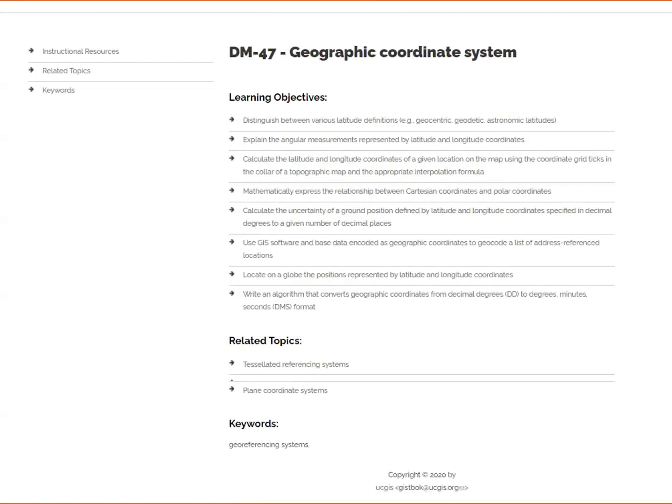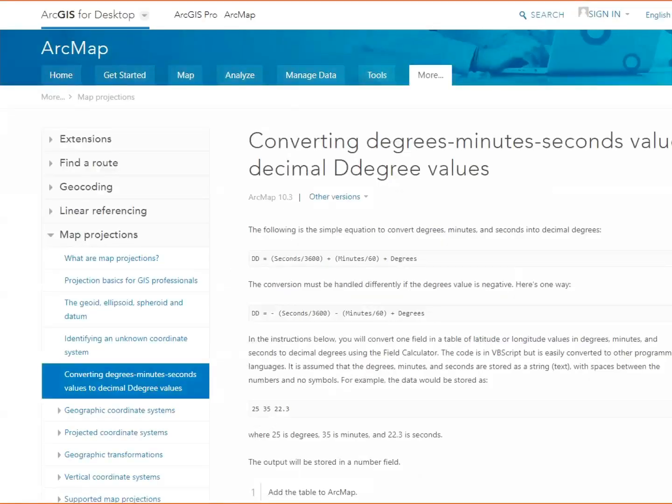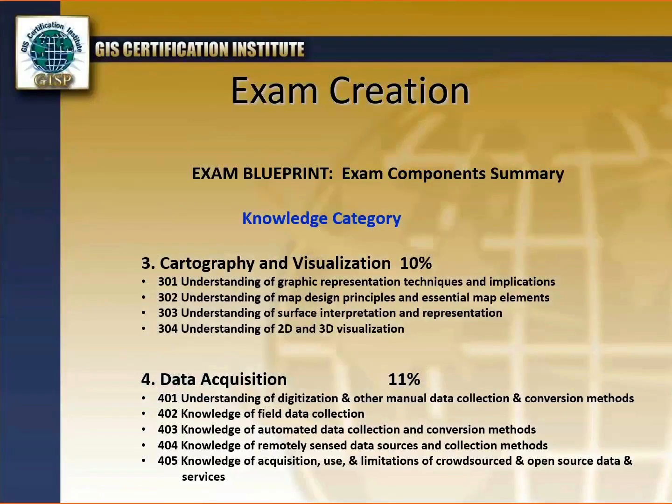But let's take the last one, write an algorithm that converts geographic coordinates from decimal degrees to degrees, minutes, and seconds, right? It's not incredibly hard, but if I want to make sure I'm getting it right, I can do a search and look on the ArcGIS help. There is converting degrees, minutes, seconds to decimal degree values, and it walks through the process. So I can study this and make sure I understand it and be prepared for the test there. So we can go through the entire test this way.